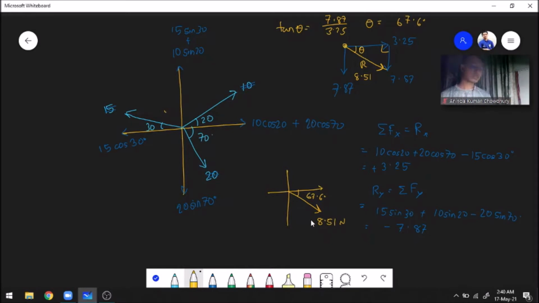This is how you find the resultant force. This also works for two vectors. This works for any number of vectors. First of all, you have to find the components. Then you find the resultant force in the x direction, the resultant force in the y direction. You draw the triangle, you find the resultant, and you find the theta. So this will work for any number of vectors.